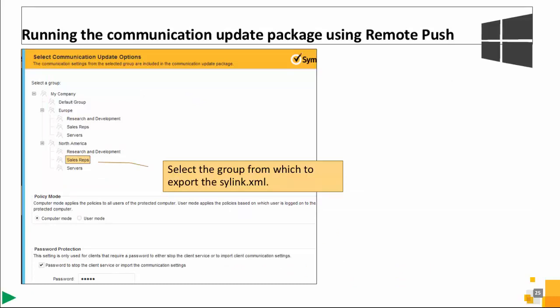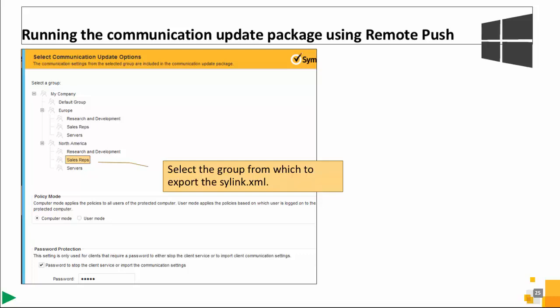When you run the Communication Update Package using Remote Push, select the group from which to import the sylink.xml file and enable Computer or User mode. The advantage of using the Windows Client Communication Update package is that the package can include the Symantec Endpoint Protection password. You include a password when it is required by the client group settings to start and stop the client service, or change communication settings.